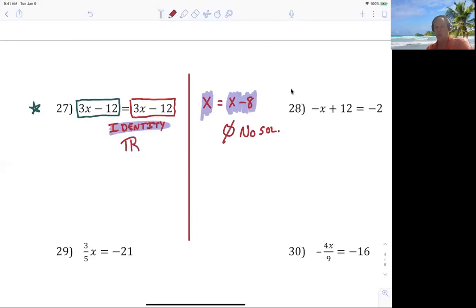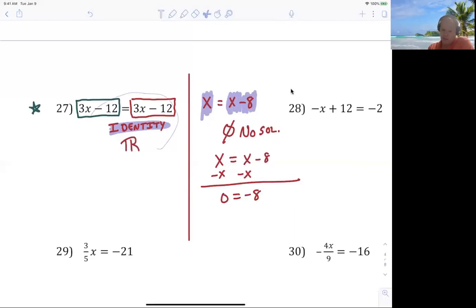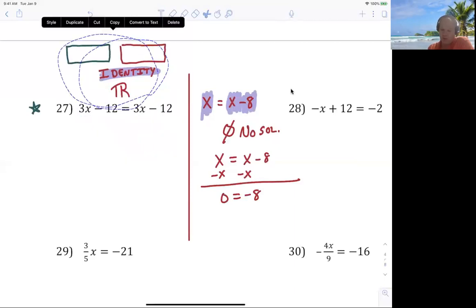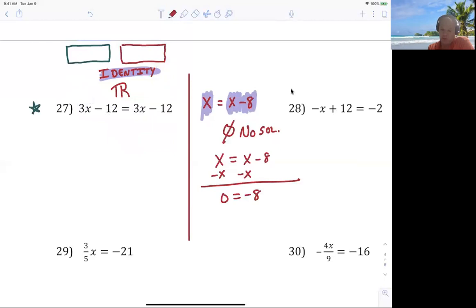Okay, so no solution is a circle with a line through it. Now, how do we know it's no solution? Because if I were to subtract x from both sides, I would get 0 is equal to -8. That's the contradiction. So that's why it's no solution. Over here, what I want to do is move this out of the way. I want to show you why I know that's an identity, because the same process, variables on the left, numbers on the right.